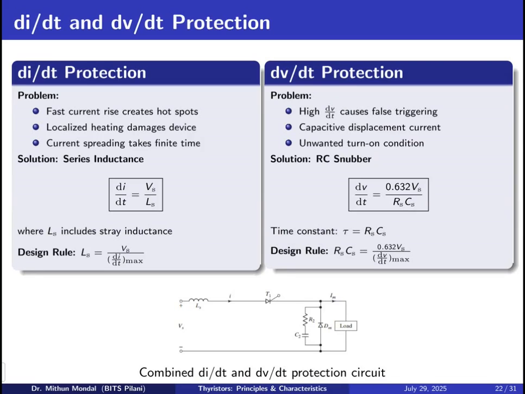The two important protections that we need to take care of are the di by dt protection and the dv by dt protection. With di by dt, the problem is that you have a fast current rise which will be creating hot spots. These hot spots result in localized heating and will damage the device. The current spreading will take a certain finite time. So the rate of change in the current di by dt results in the formation of a hot spot, and this hot spot will damage the device.